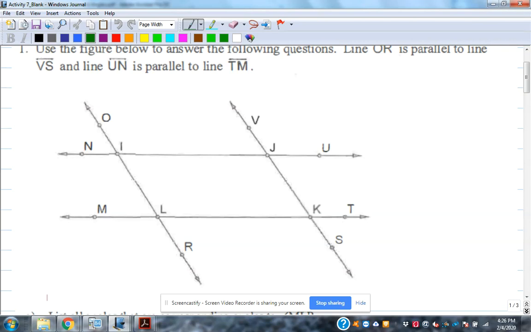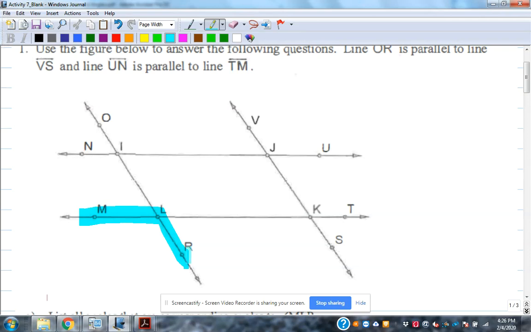So part A asks us to list all the angles that are corresponding angles to MLR, okay? We talked about different types of corresponding angles. We talked about regular corresponding angles and corresponding interior angles. So we want to list them kind of separately there. So for part A, the first thing we've got to do is, where is angle MLR? Yeah, it's right here. That's our home base. That's the angle we're talking about, okay?